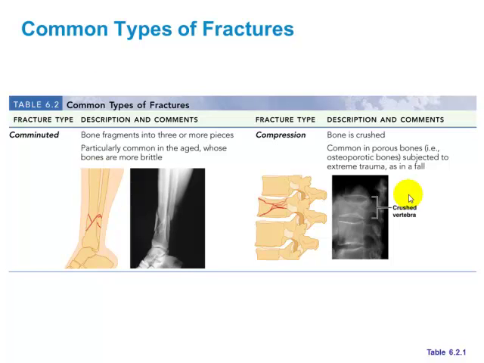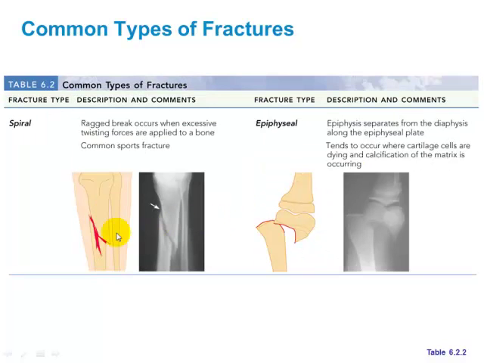So let's just take a look at some of these. Here is a comminuted fracture. This is what we see in the elderly. We have multiple pieces over here. This would be a compression fracture, where the bone has become crushed. We see this often in vertebrae.